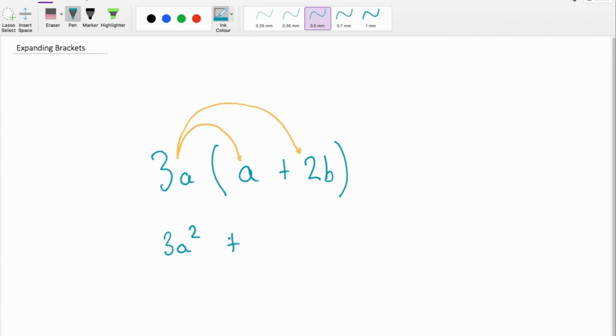If we were to expand and rewrite this, we get 3a times a, which gives us 3a squared, plus 3a times 2b. 3 times 2 gives us 6. A times b, because they are not like pronumerals, will just group together. So we will in the end get 6ab. And that is how we expand brackets.